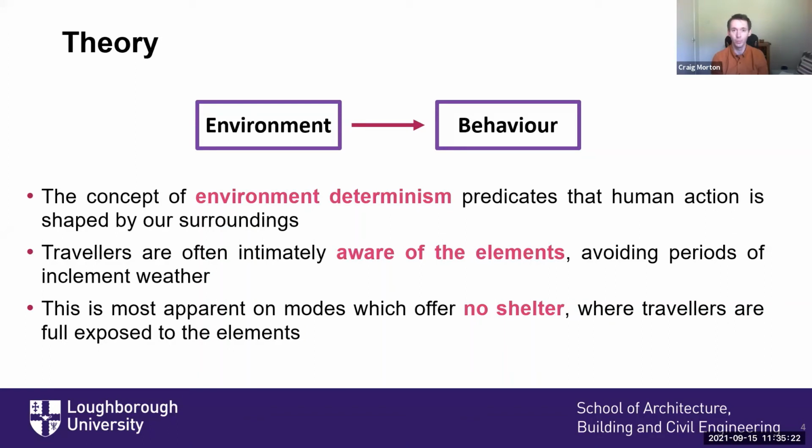E-scooters are like if you're walking or if you're on a bike. Really, you're often implicitly aware of the weather conditions which are occurring right there and then, because these vehicles offer no shelter. So the expectation is that we would see quite a strong link between the utilization patterns, the demand patterns for these e-scooter vehicles, and the weather conditions which are occurring. That's what we're expecting to see.